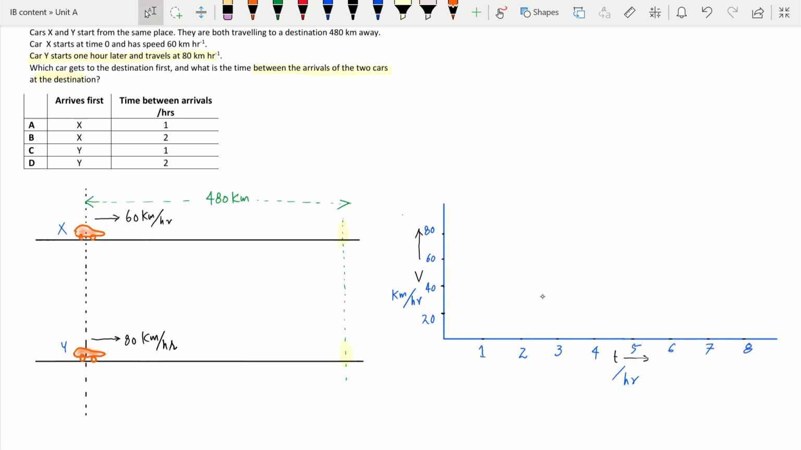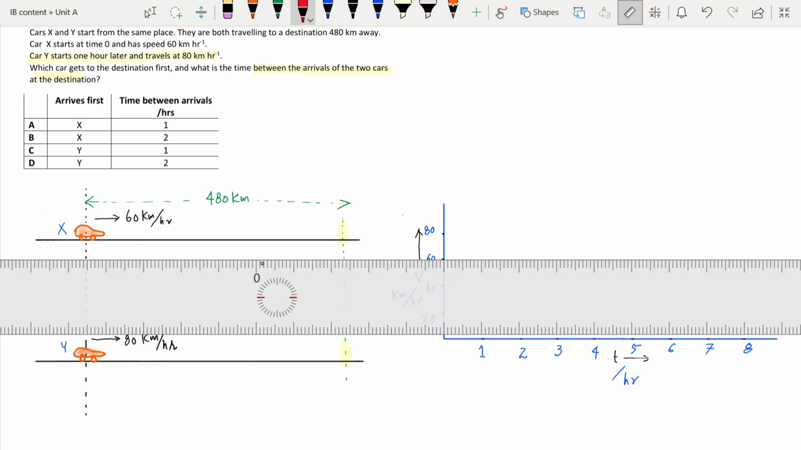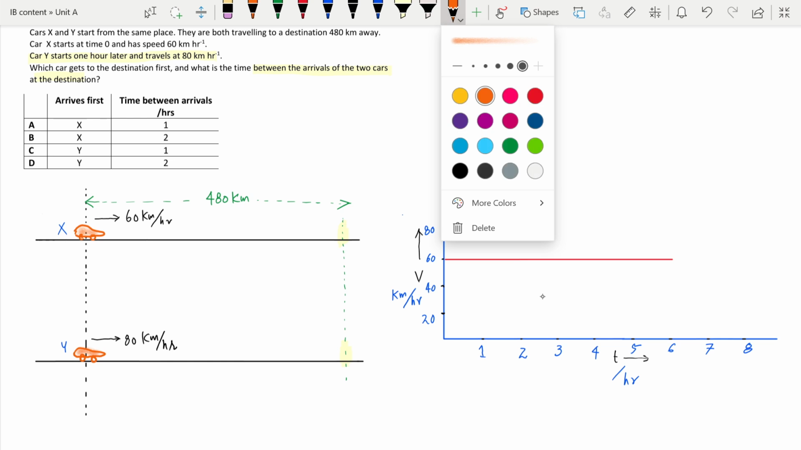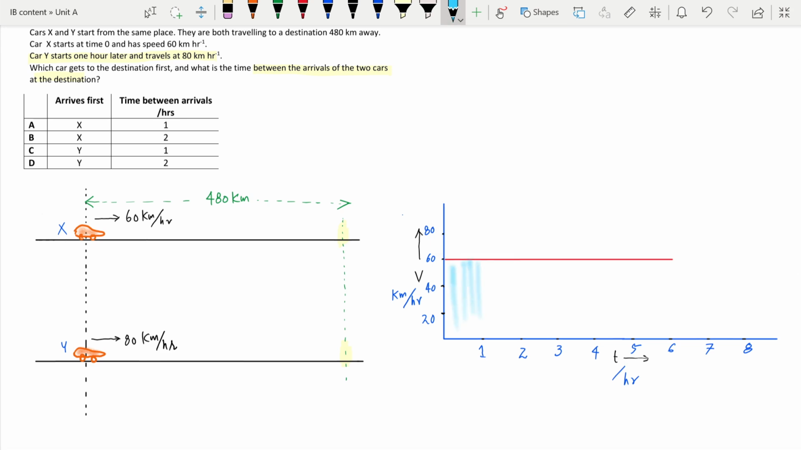Car X started at time t equal to 0, and its speed is 60 kilometers per hour. So according to this, its graph should be like this. But how much time it took, we don't know. But we also know one more thing, that the area under this graph is equal to the distance covered, that is 480 kilometers.